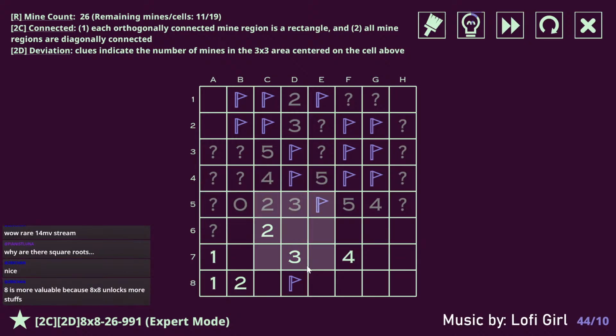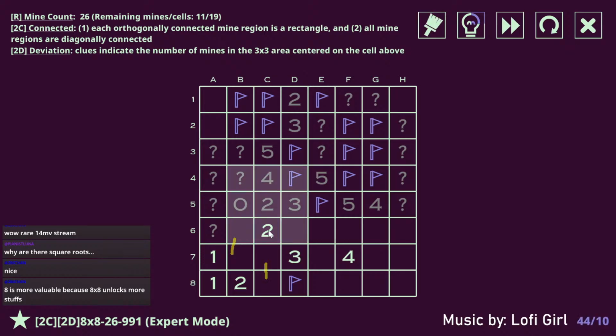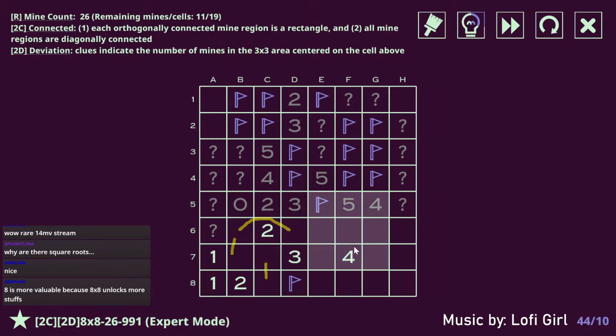Okay. 11 mines remaining. Was there some really weird stuff going on here? Was there? I don't remember. Okay, let's do the usual markings. There's one mine here, there's one mine here, there's one mine here. There's 2 mines there. 4 mines total here. 11 out of 19. I don't think we can do anything about the mine count yet.